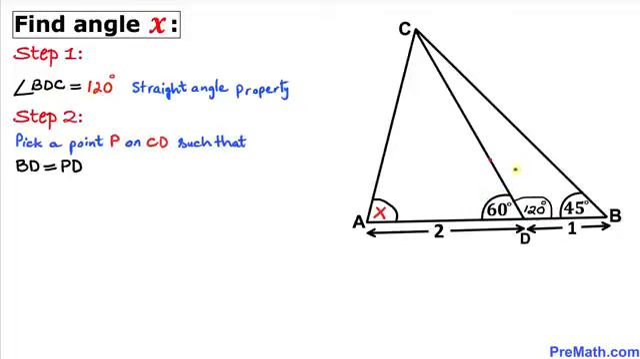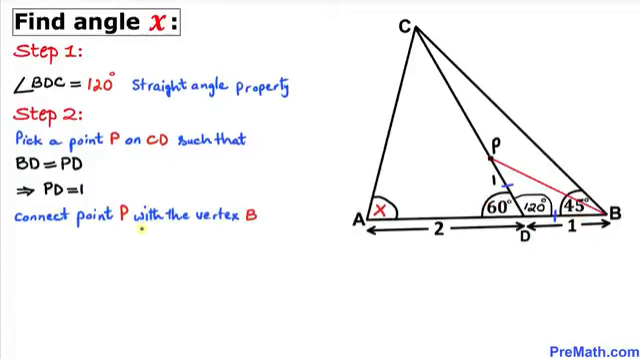And here's our next step. Let's pick a point P on this line segment CD, point P somewhere here, such that this line segment BD and this line segment PD are equal. And we know that this line segment BD is 1 unit. So therefore, this line segment PD is going to be 1 unit as well.